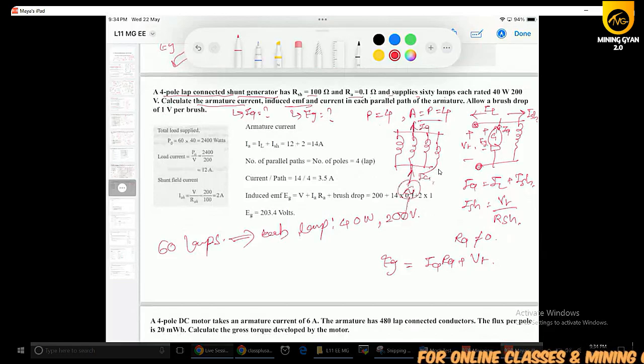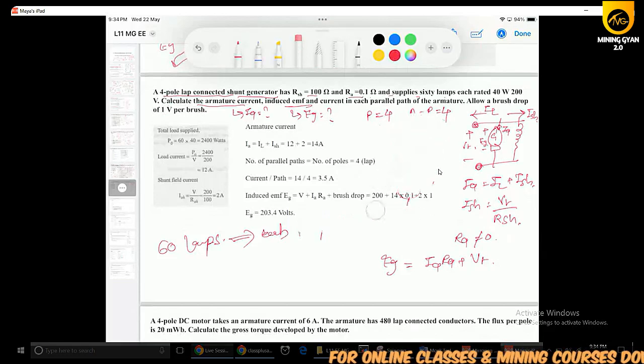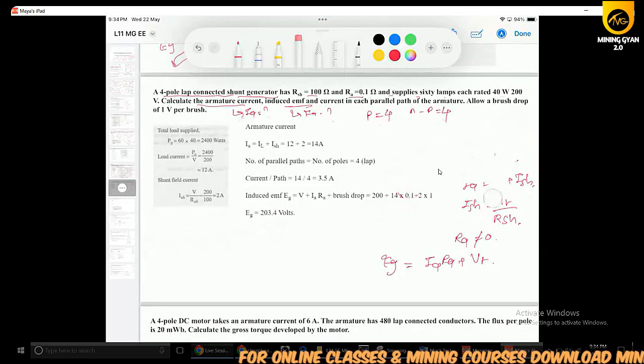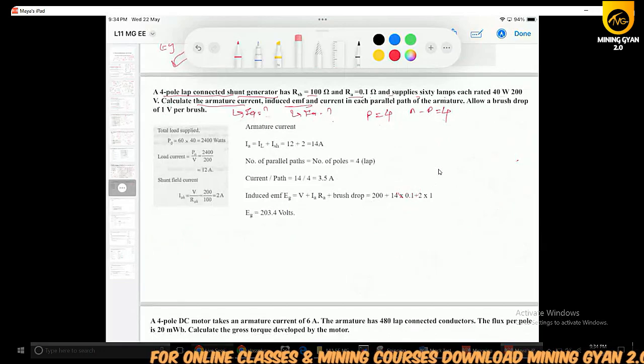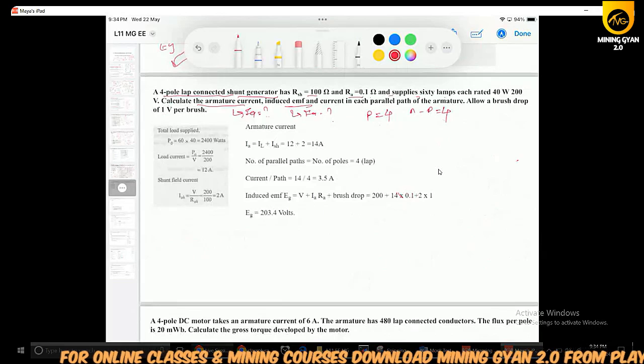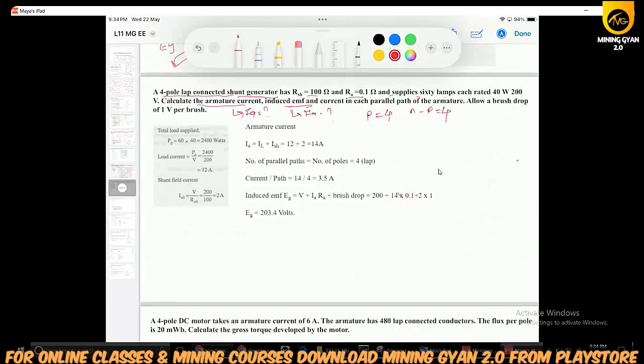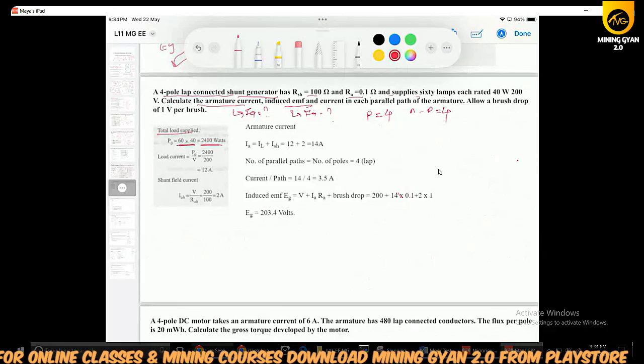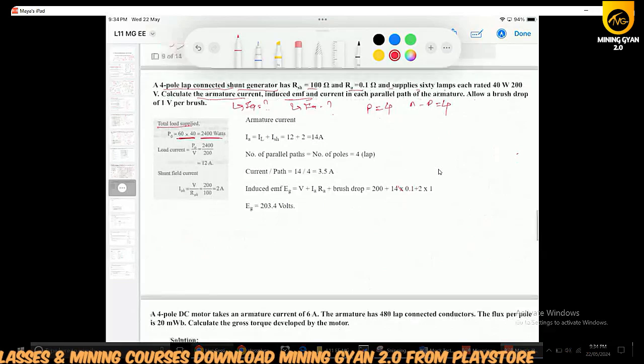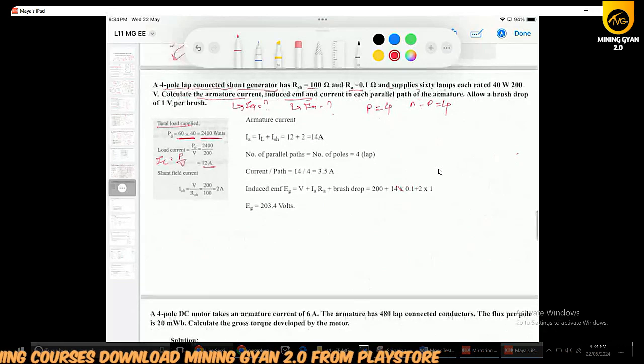This is the generator, let us say. So we have to calculate the current flowing through each parallel path of the armature winding of the generator. First of all, let us calculate whatever is given. The total load supply: there are 60 lamps, each consuming 40 watts. So the total power consumed by the load will be 60 into 40, that is 2400 watts. Then the load current IL will be P divided by V, so you will get 12 amperes.